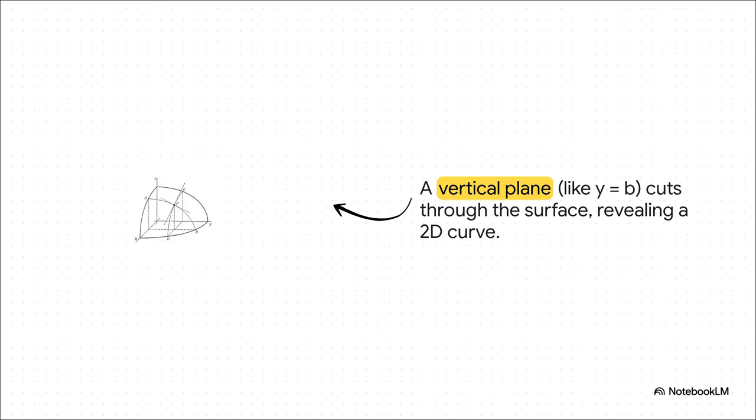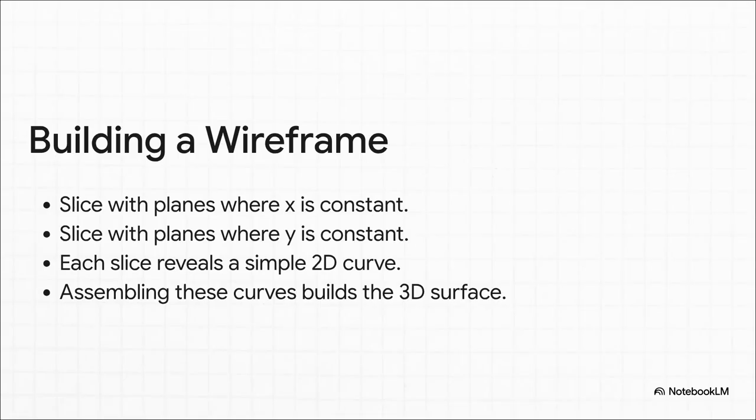And the cool thing is, we don't have to stop there. We can take another slice where x is constant, and that shows us a different curve. Then we do it again where y is constant. It's kind of like you're building a digital wireframe of the object, piece by piece. By looking at all these different cross-sections from multiple directions, our brain can start to stitch them together and build a mental picture of the entire 3D object.